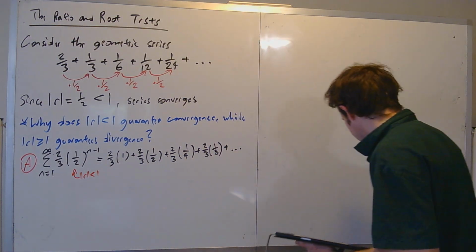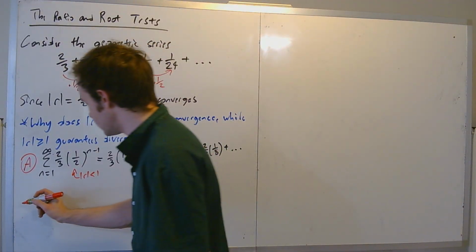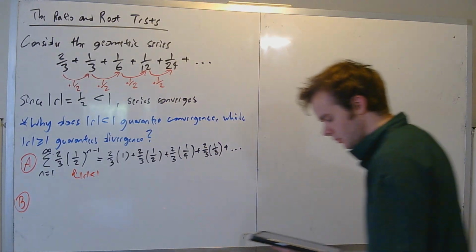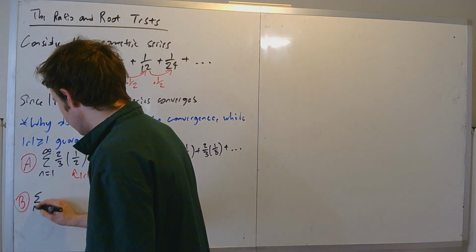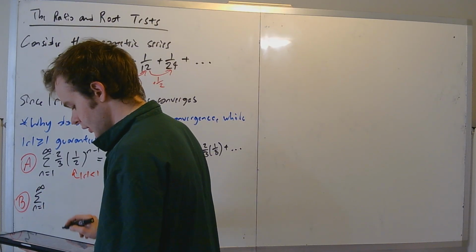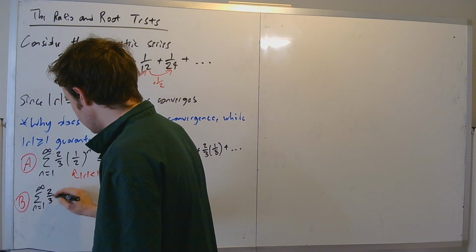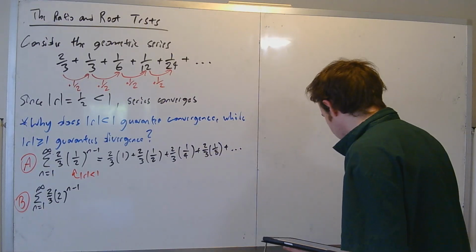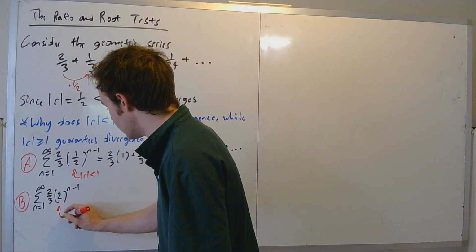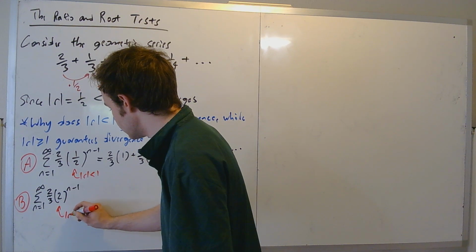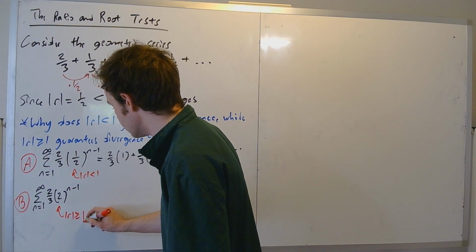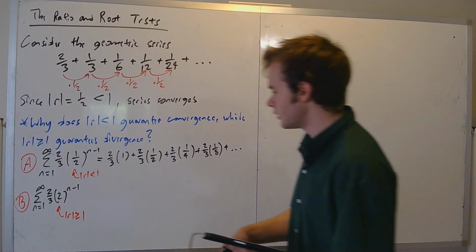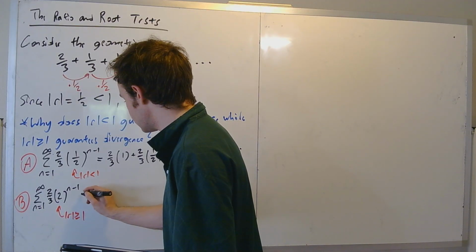But if we have series B, let's write down here series B. And series B is going to be the sum from n equals 1 to infinity of 2/3 times 2 to the power of n minus 1. So here, notice that the absolute value of r is going to be 2, so the absolute value of r is greater than or equal to 1. And here it's definitely greater than 1. So this is the second case that we've run into, and let's just try listing out the terms.